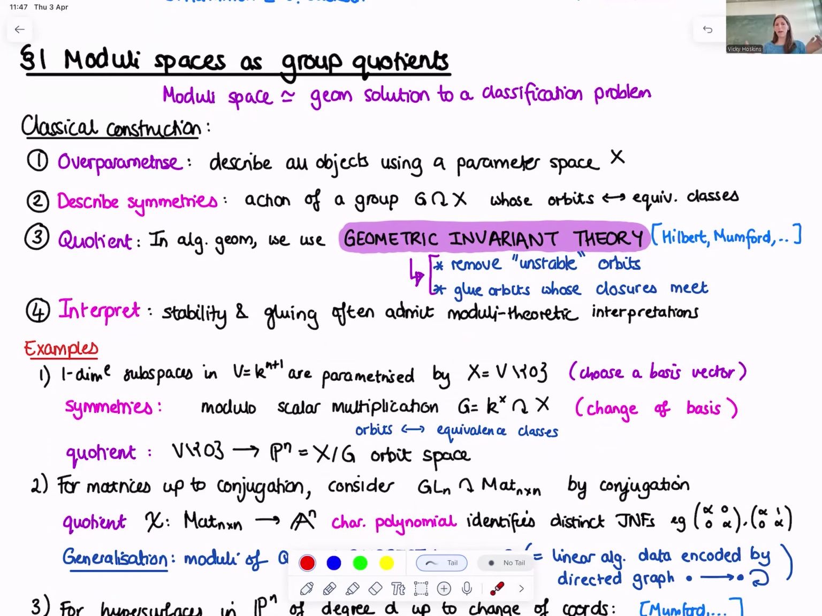Okay, so let me just give some very basic examples before we get into the meat of it. To start off with, well, let me keep my little list here. The easiest moduli problem is to look at one-dimensional vector subspaces in a fixed vector space. To parameterize them, you can choose a basis vector, and that's parameterized by all non-zero elements in your vector space. And then for the symmetries, you want to quotient by change of basis, which is just scalar multiplication in this case. And then the quotient is just the projective space, and this is actually an orbit space. So this is about as nice as it could be.